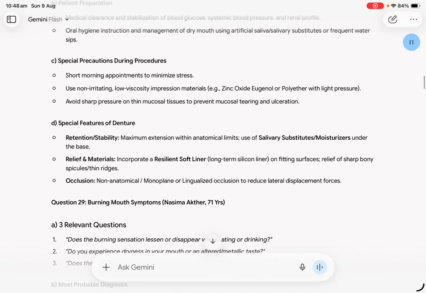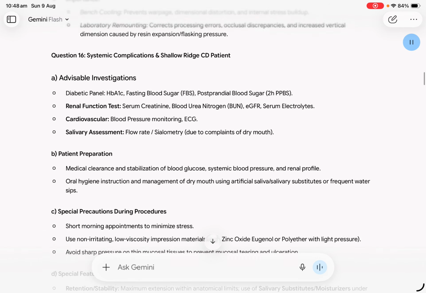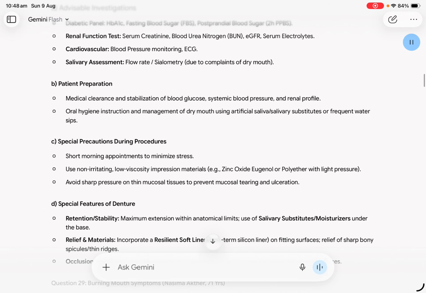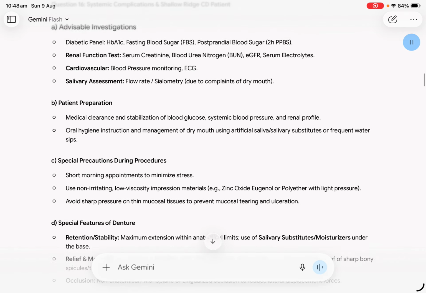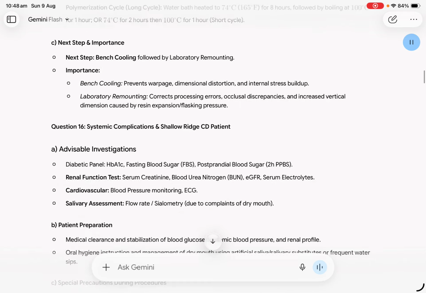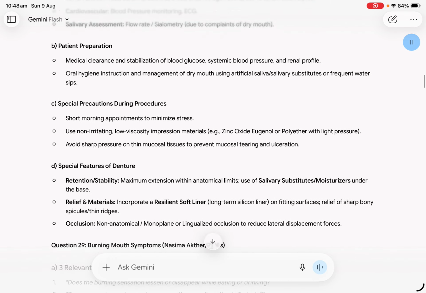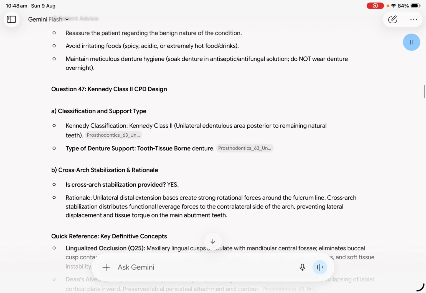B. Cross-arch stabilization and rationale. Is cross-arch stabilization provided? Yes. Rationale. Unilateral distal extension bases create strong rotational forces around the fulcrum line. Cross-arch stabilization distributes functional leverage forces to the contralateral side of the arch, preventing lateral displacement and tissue torque on the main abutment teeth.